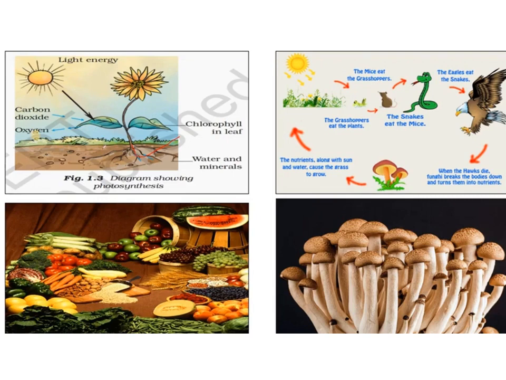Also they take in carbon dioxide from the air and they release oxygen along with the food in the form of glucose. So this is photosynthesis, and that's why we know that these living forms which can synthesize their own food by photosynthesis are known as autotrophs, such as green plants.